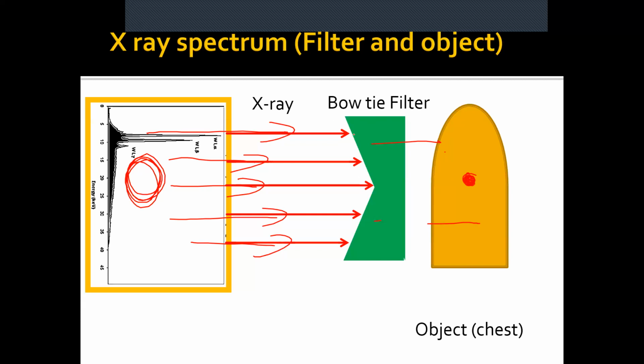Okay, so what you'll do is you'll focus the filter by using the bow tie shape onto the patient's chest. So what it's going to do is that you can get a lot of X-rays that will pass through this area because the filter is a lot thinner, whereas these areas are thick, so they'll block a lot more of the X-rays.